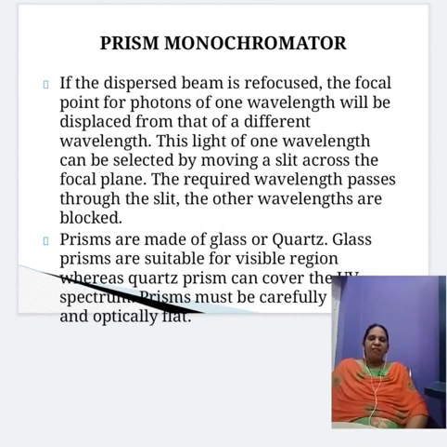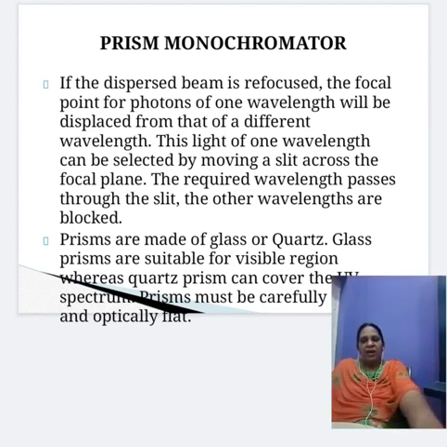Prisms must be carefully polished and optically flat. Some care must be taken when designing the prism. Prisms are made of either glass or quartz. Glass prisms are best suited for the visible region, and quartz prisms are best suited for the ultraviolet region. These prisms must be carefully polished and optically flat.